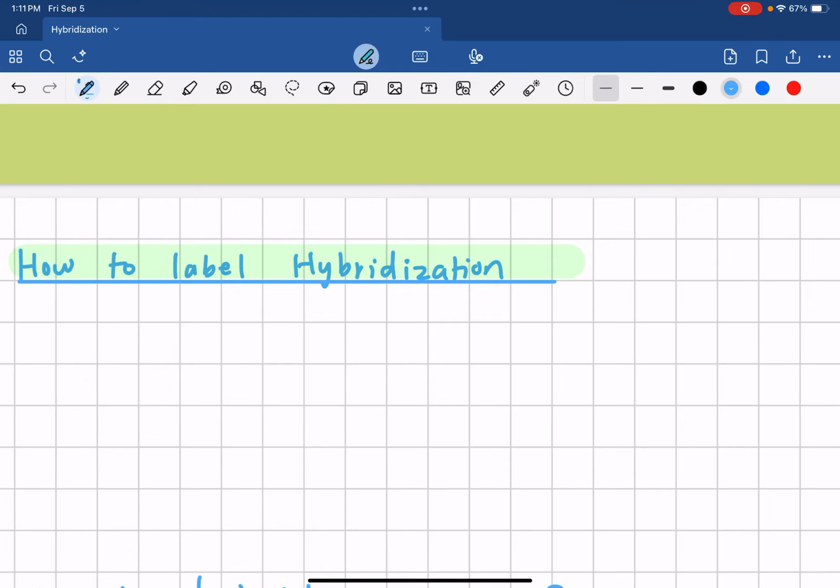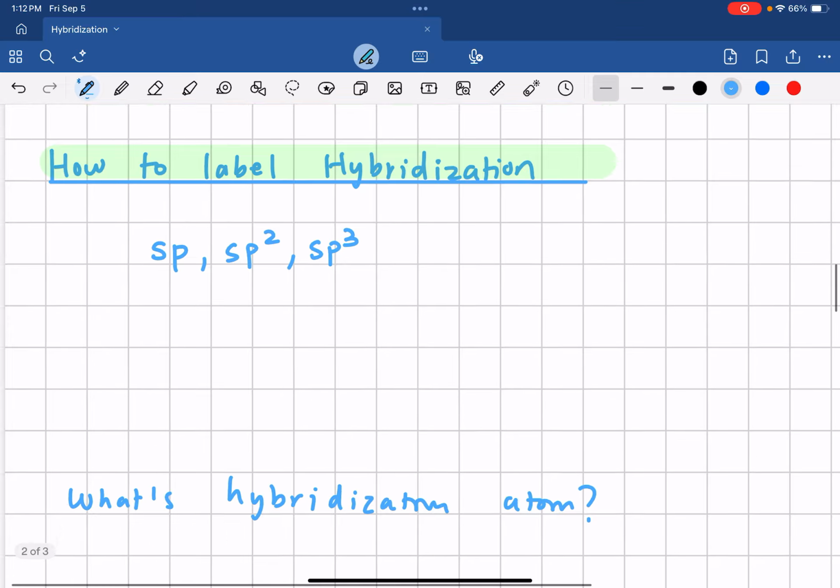Hello everyone, today I am going to show you how to label hybridization in molecules. So what does that even mean? When we say label hybridization, we're just figuring out whether an atom is in three ways. It can either be sp, sp2, or sp3. Now, it might sound complicated, but here's the general idea.